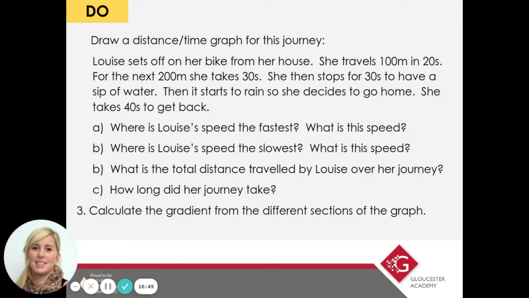Okay then, so for this next one, you have to do the same again. So draw a distance time graph again. If you've got graph paper, brilliant. If not, just use your exercise book and do it as best as you can.